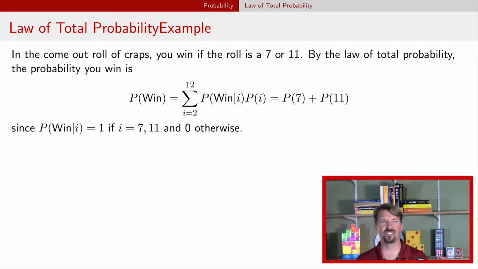It turns out this one is pretty simple, because if you rolled a 7 or an 11, you automatically win, so those probabilities are 1. If you rolled anything else, the probability of winning given that roll is 0. And so all we end up having to do is add the probability of rolling a 7 and the probability of rolling an 11. The probability of 7 is 2/9, the probability of 11 is 1/9. You can add those up, and you get 3/9 or 1/3.